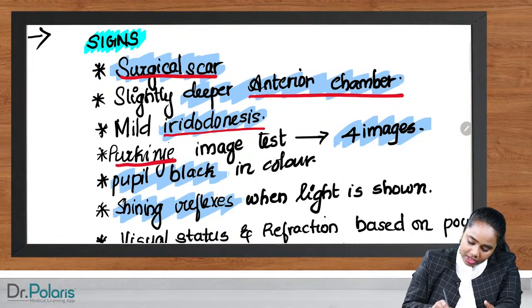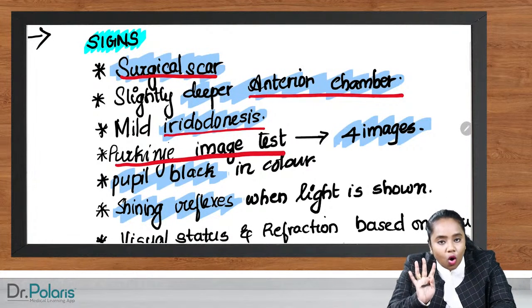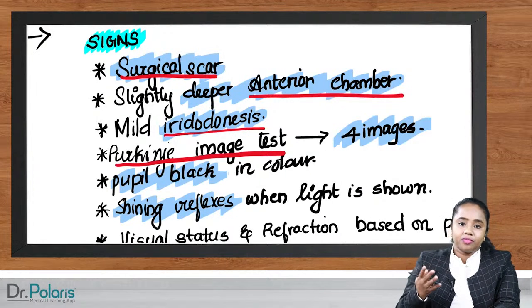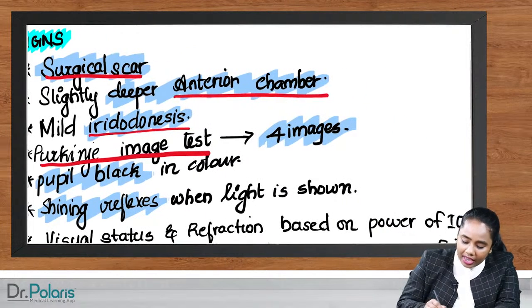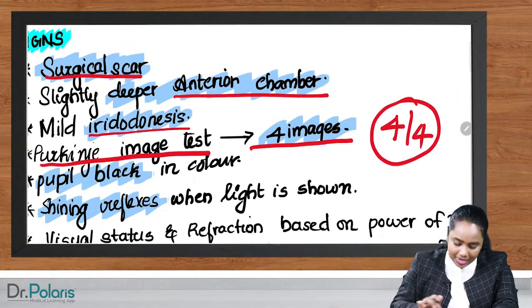Then the Purkinje image test comes, but here the Purkinje image test is going to show all 4 images, unlike aphakia where we can only see 2 images. Here we can see all the 4 images. So the score is 4 by 4. All the 4 images can be seen here.